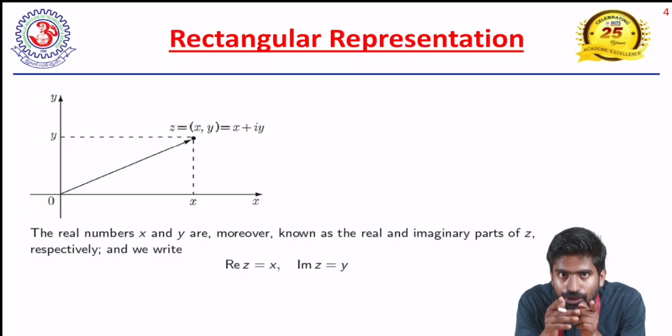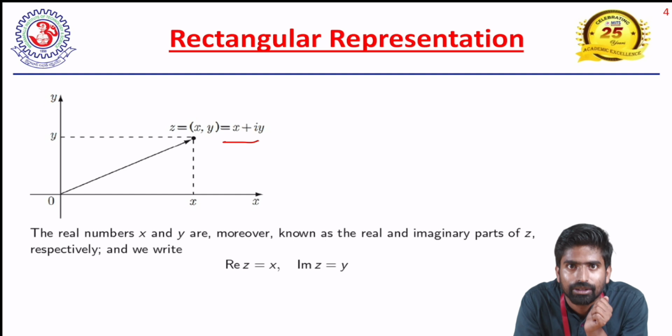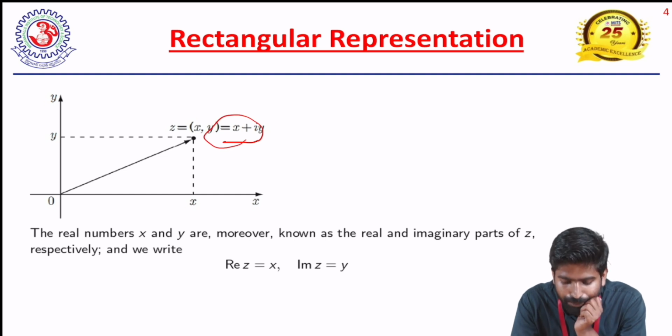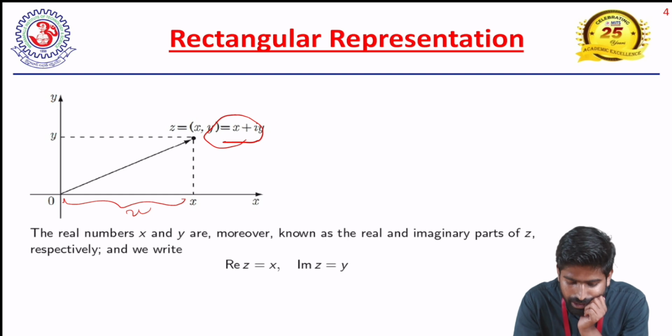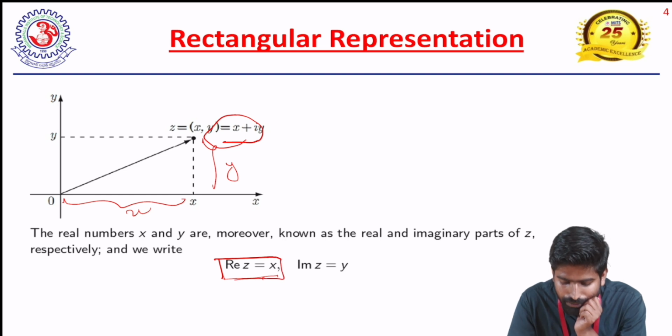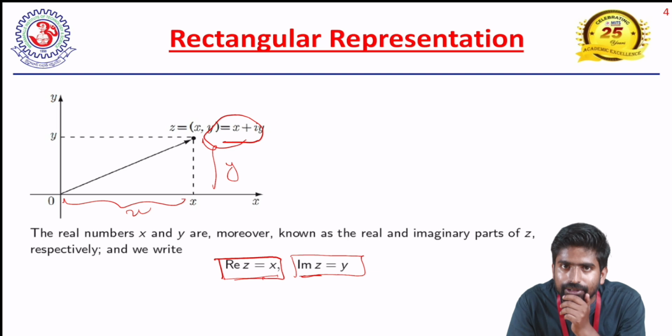For example, if you look into this diagram, we have taken z as a complex number where the ordered pair is (x, y), which is also x plus iy, where i is the imaginary number. Now suppose one number is this number. Here x represents this, and y is the corresponding value of y. The notation is: real part of z is x, and we use Im z to denote the imaginary part of the complex number z.